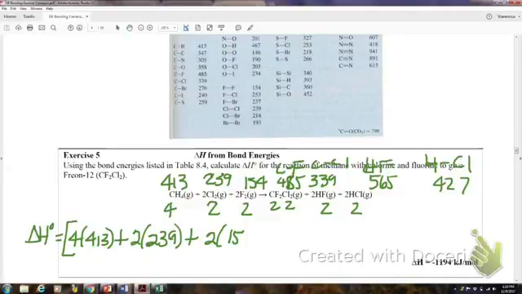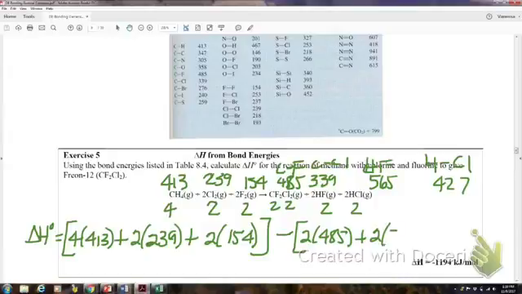Plus 2 times 154, and then that's all of our bonds broken minus our bonds formed. So we have 2 times 485 plus 2 times 339. I'm going to run out of room. Plus 2 times 565 plus 2 times 427.